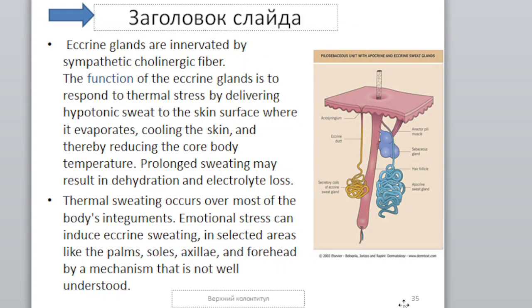Eccrine glands are innervated by sympathetic cholinergic fibers. The function of the eccrine glands is to respond to thermal stress by delivering hypotonic sweat to the skin surface, where it evaporates, cooling the skin, and thereby reducing the core body temperature. Thermal sweating occurs over most of the skin surface. Emotional stress can induce eccrine sweating in selected areas like the palms, soles, axilla, and forehead by a mechanism that is not well understood.